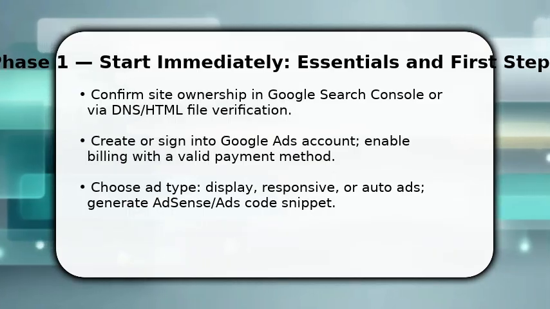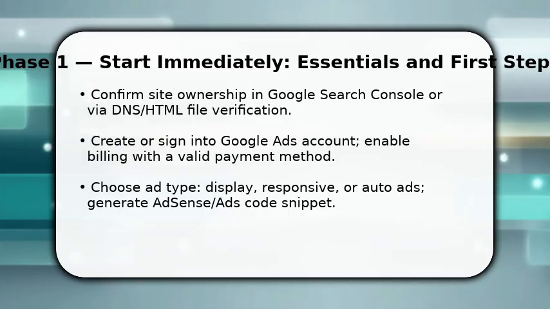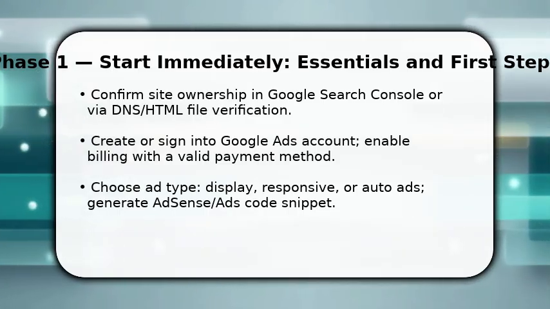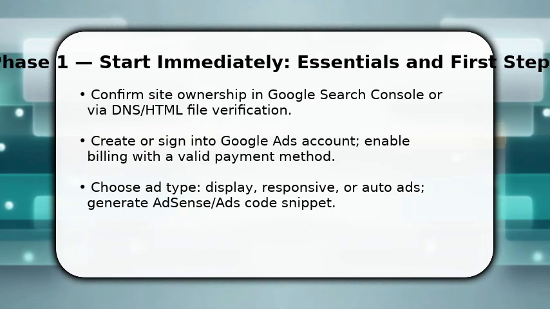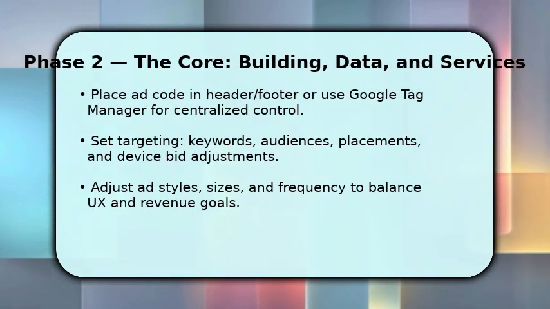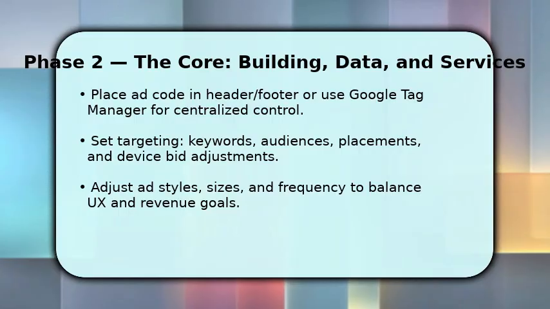Copy the snippet. Install it in a header or via a tag manager on pages where you want ads to appear. Make sure your site complies with content policies before proceeding. Now implement the code and fine-tune delivery. This is where performance is made.